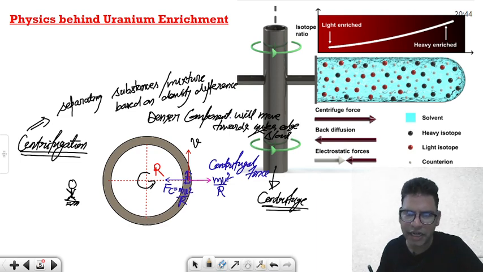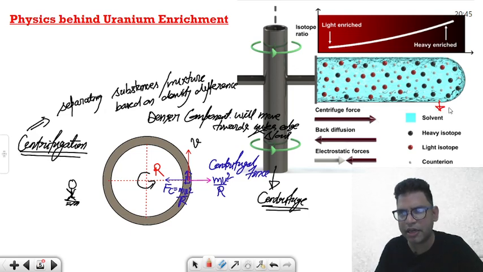So centrifugal force is acting outside like this, right? And heavy particles, denser particles, technically speaking, are going to move slower and towards the outer edge, and the lighter particles, which are comparatively lighter, will move towards the center. That is the basic idea.